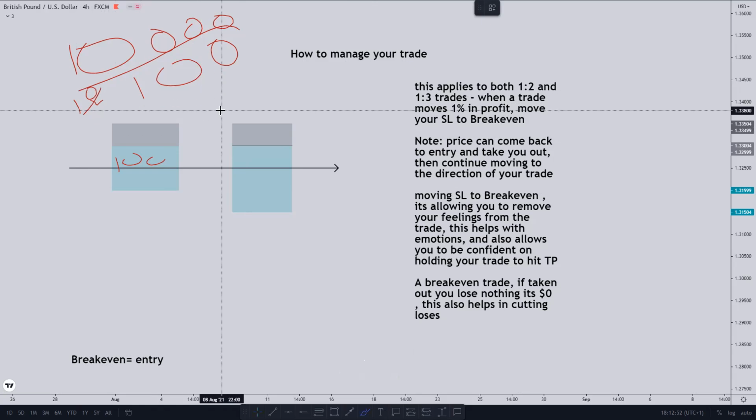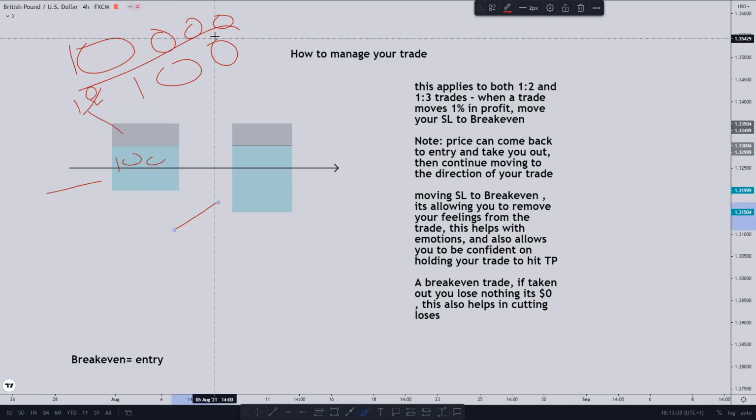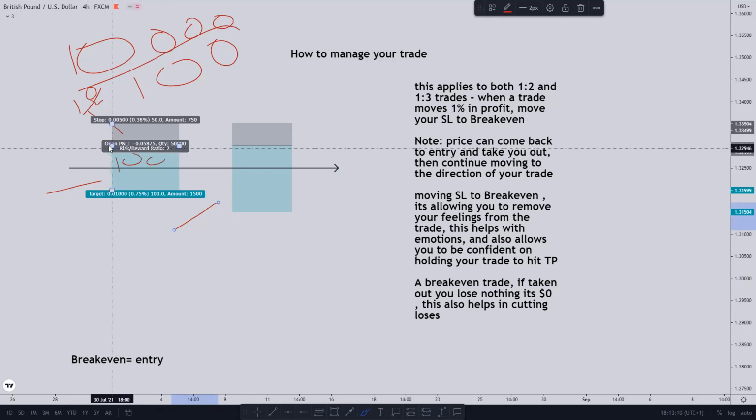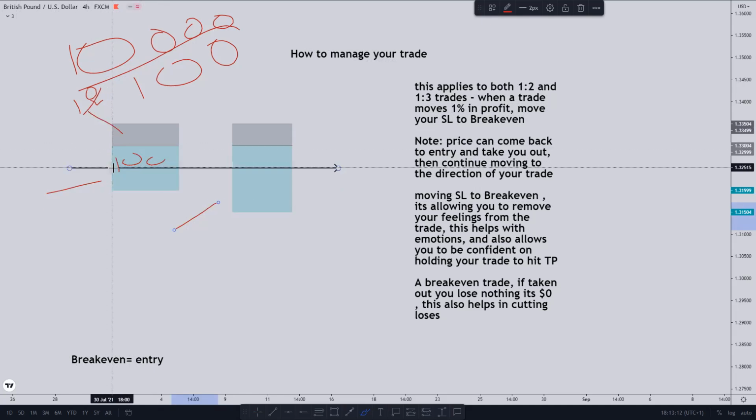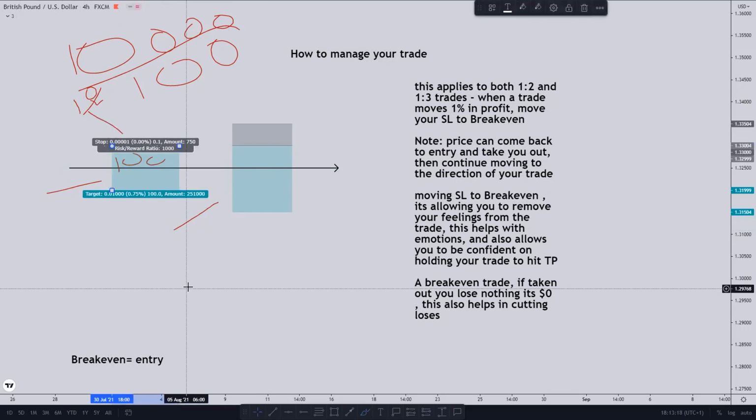I'm going to use the same 10K account again. So we're risking 1%, right? And then on this one we're targeting a 1 to 2, and on this one a 1 to 3. So we're risking 1% to make 2%. Our 1% is $100, meaning that when this trade moves 1%, which is $100 in profit, that's when we are going to move our stop loss to break even, right?